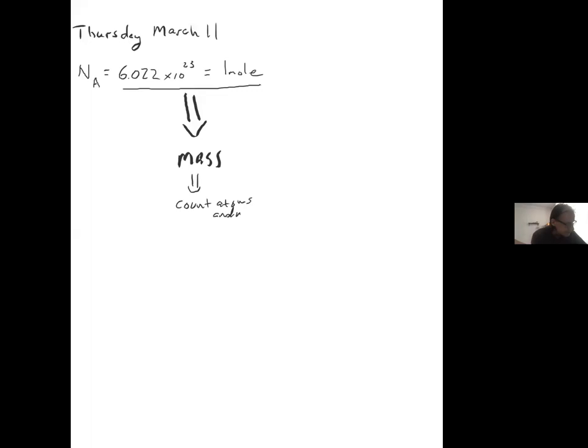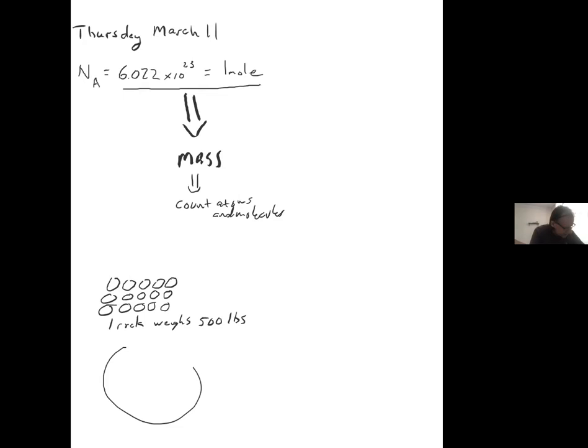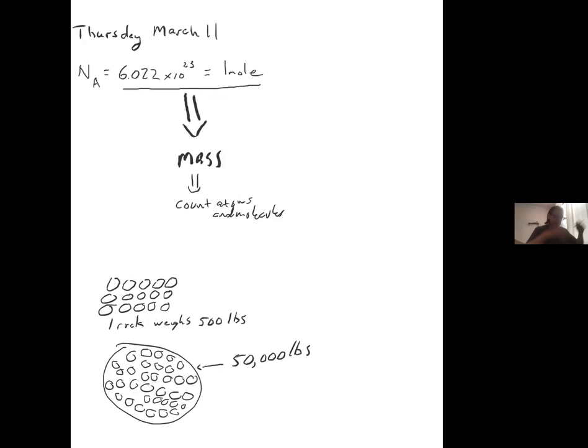So for example, suppose I said the following. Suppose I said that you've got these rocks, and they all have the same weight. So you say each rock weighs 500 pounds, right? If I then said, hey, you know what, I've got this big bundle of rocks, there's a huge amount of them, and this big bundle of rocks weighs 50,000 pounds. Okay. So I weighed them all together and it's 50,000 pounds.